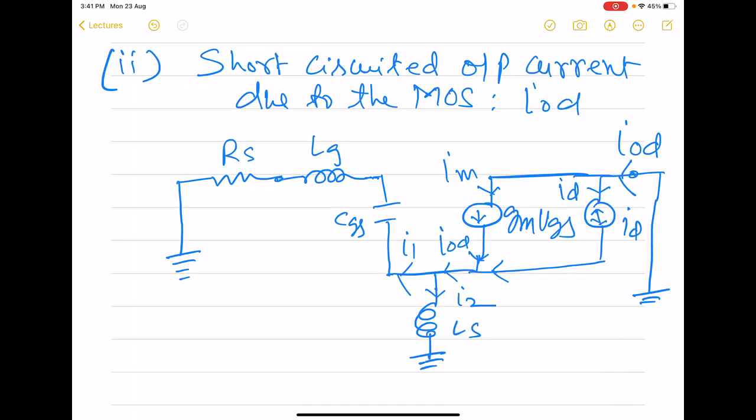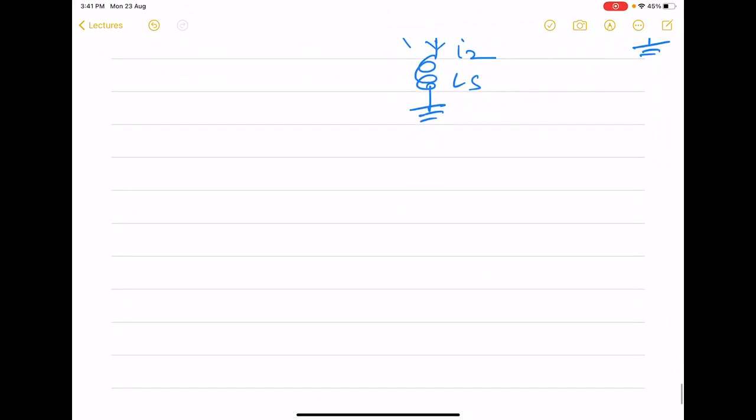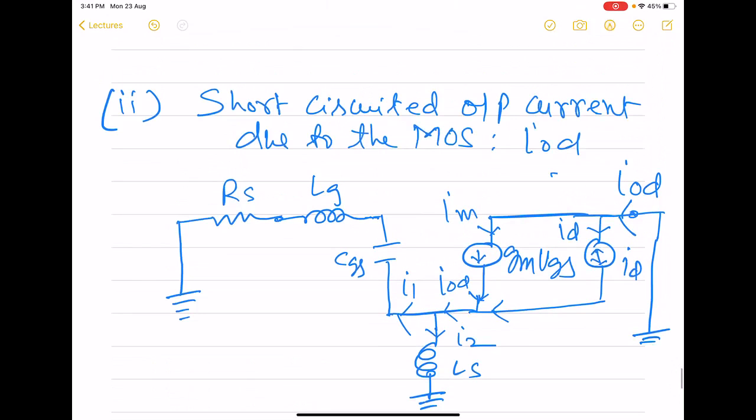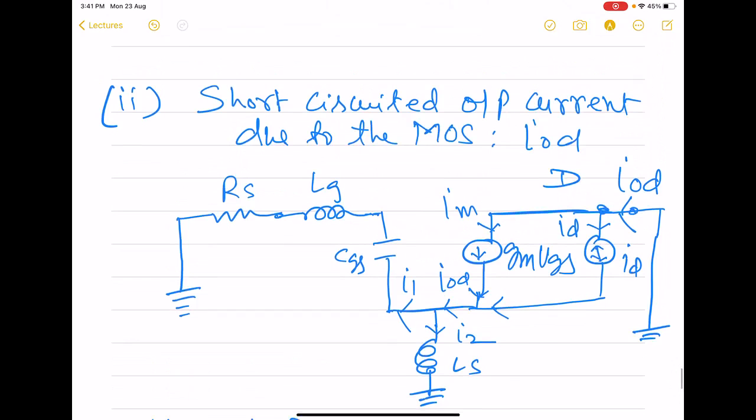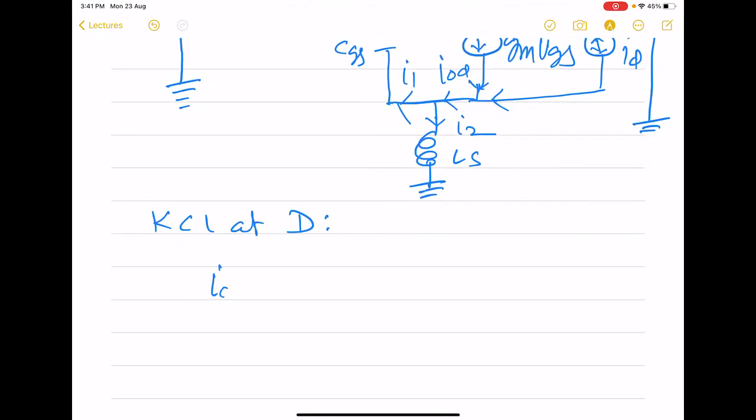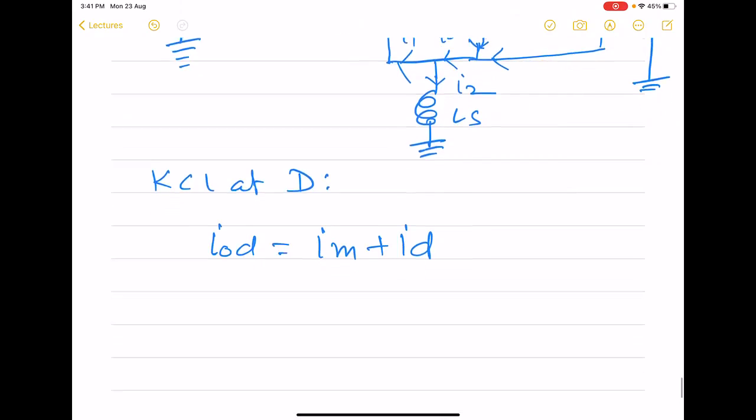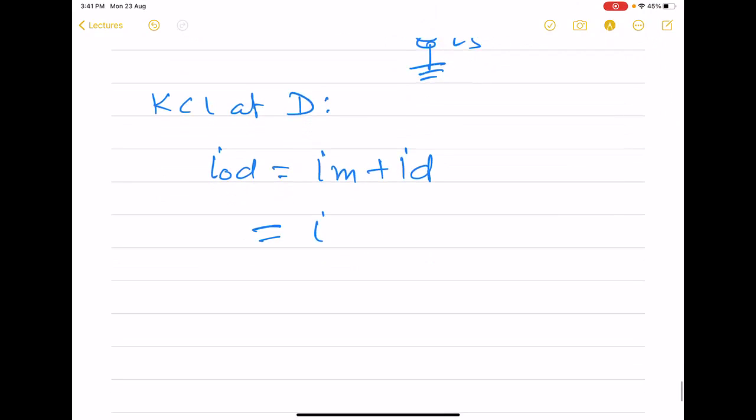So here now we set up the equation for IOD. KCL at this drain D gives rise to IOD is equal to IM plus ID. And IM is GM VGS. So we now have this equation.